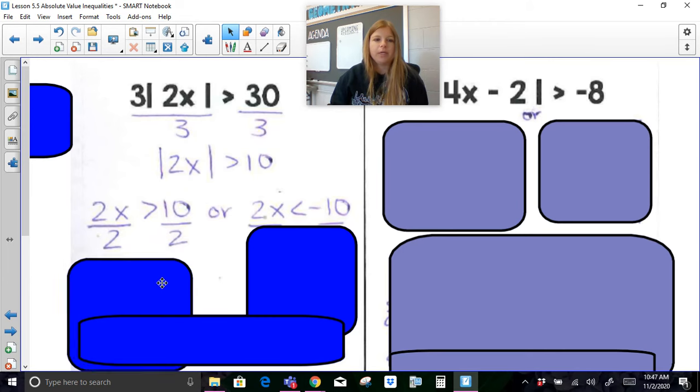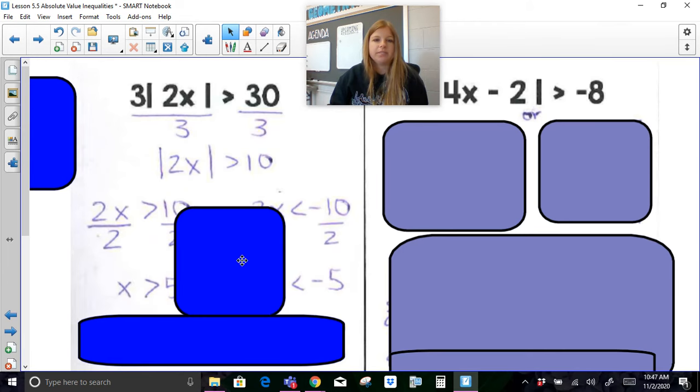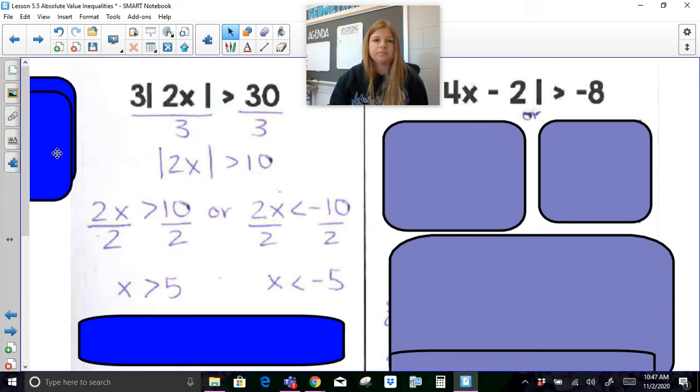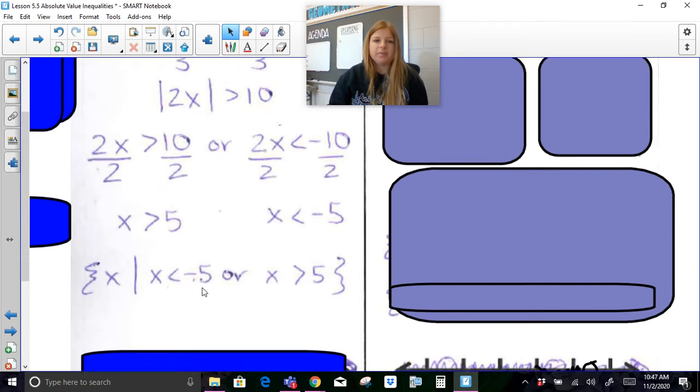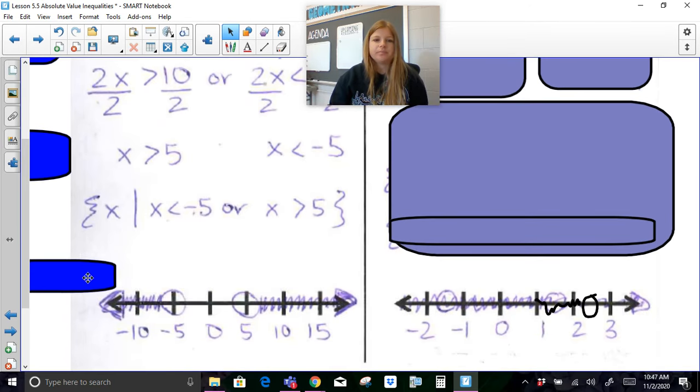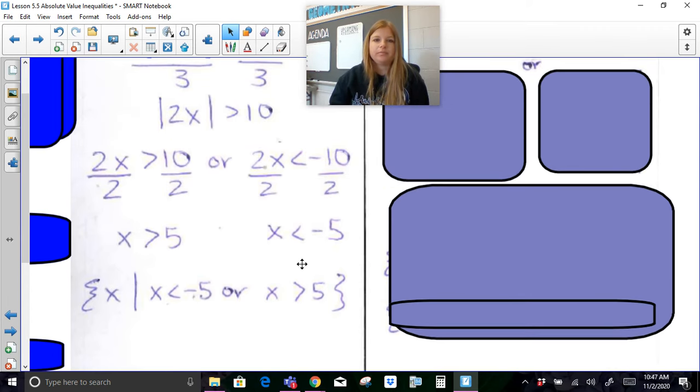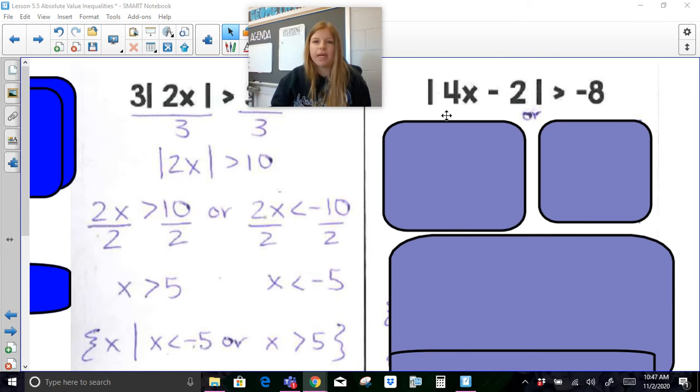We're going to go ahead and solve. Divide both sides by 2. x is greater than 5 or x is less than -5. Those are definitely inequalities that are going in opposite directions. And so my absolute value inequality graph would look like this: all the numbers that are less than -5, and all the numbers that are greater than +5. Pretty good.